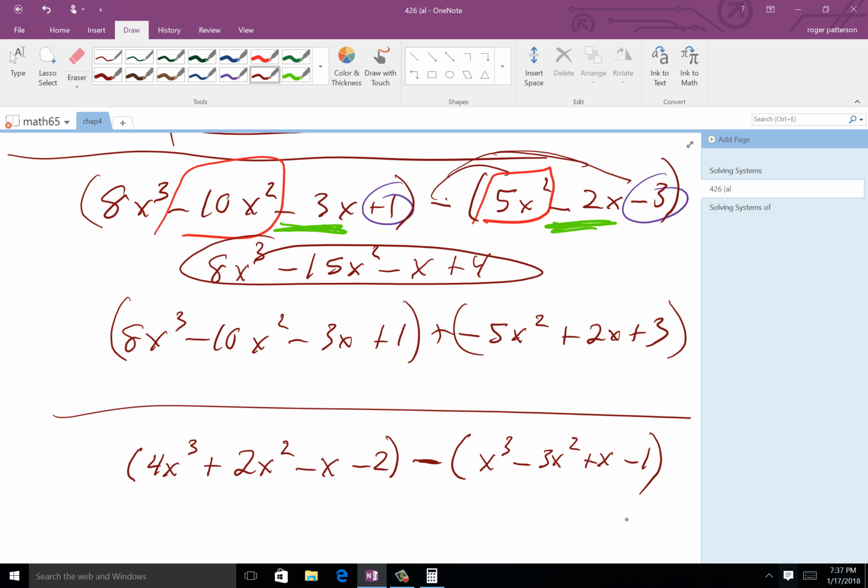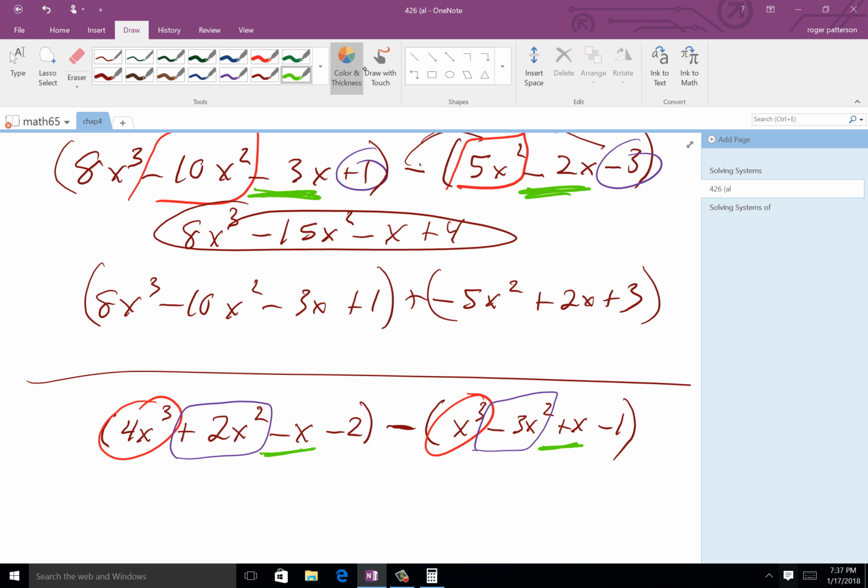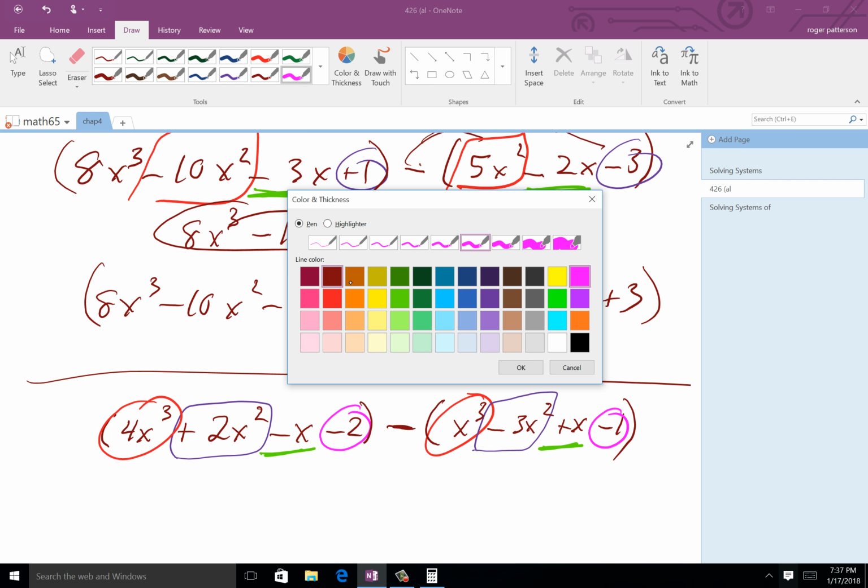Again, I'm going to combine my like terms. There's that guy. There's that one. Here's this one and this one. And let's see. This one and this one. And now I've kind of run out of shapes I can use, but I have plenty of colors, so we'll do one in pink here. This one and this one. Okay, so here we go. I'm going to write this out.